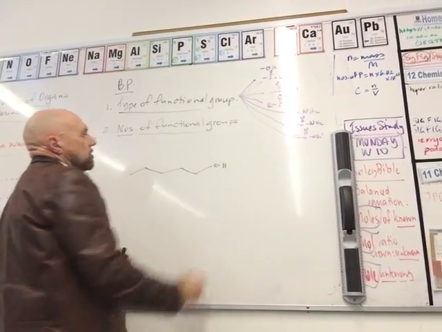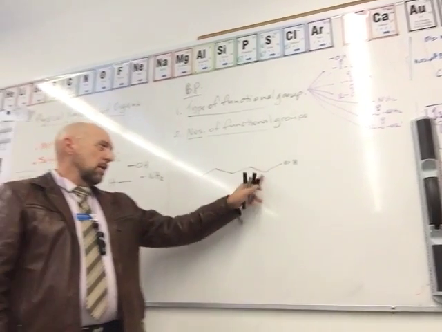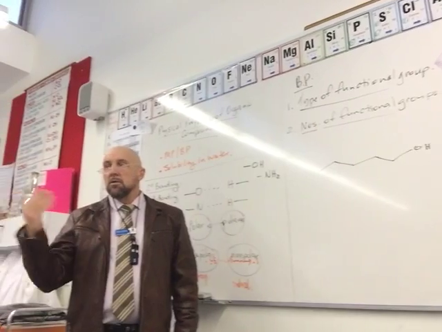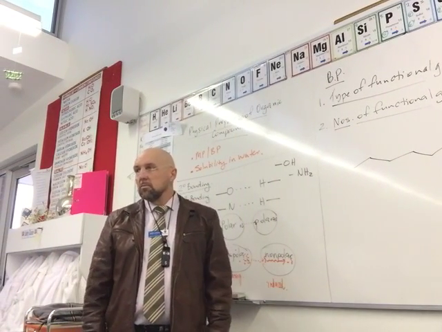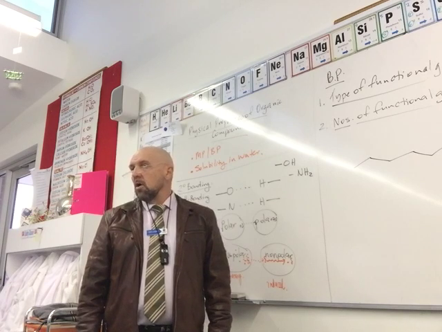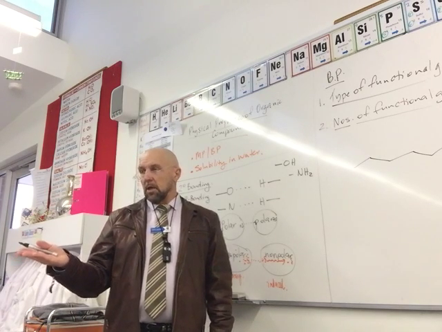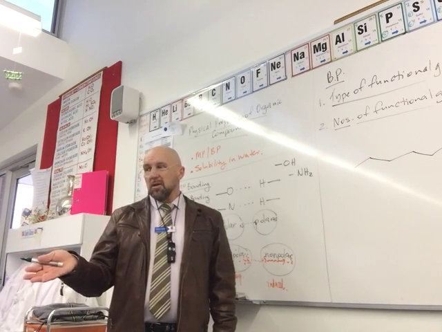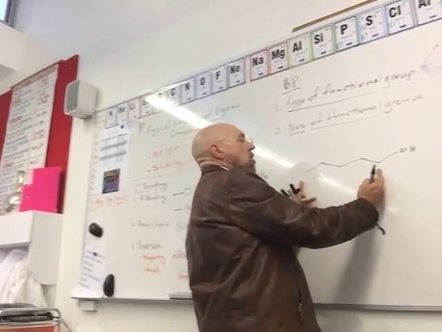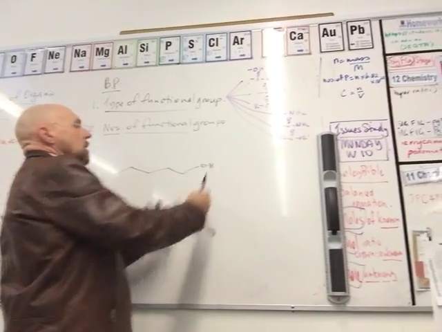So there's an example of a simple alcohol. 1, 2, 3, 4, 5. Five carbons in the chain, soluble or insoluble in water? What is it? Pentanol, insoluble. Why is it insoluble? Long carbon chain. The non-polar dominates over the polar.